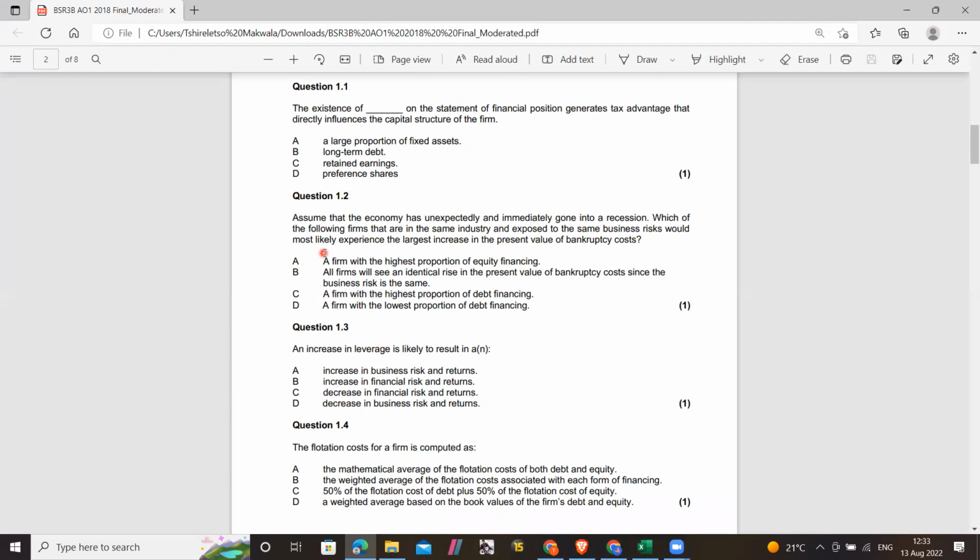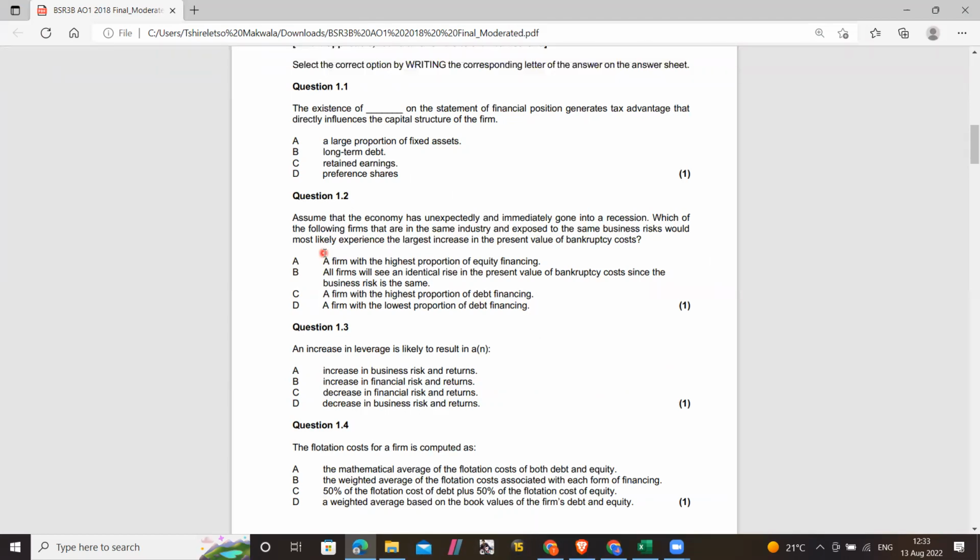So then question 1.2, it says, assume that the economy has unexpectedly and immediately gone into a recession, right? Which of the following firms that are in the same industry and exposed to the same business risk would most likely experience a large increase in the present value of bankruptcy costs, right? So bankruptcy, basically, you know what bankruptcy means? It basically means your liabilities are greater than your assets, right? Then you are in a bankrupt position, right? So in a recession, which entity will experience it? So they say a firm with the highest proportion of equity financing.